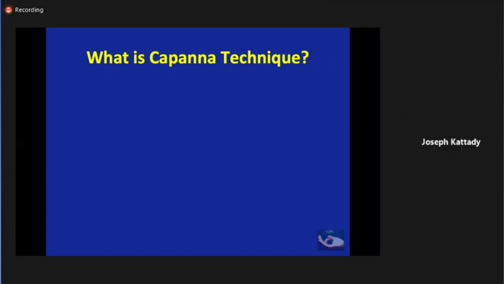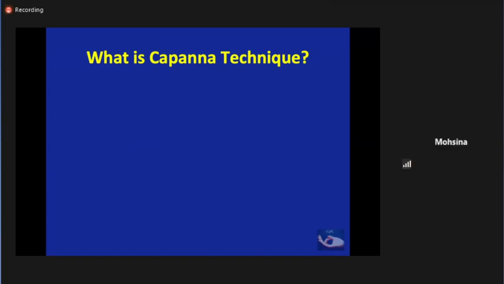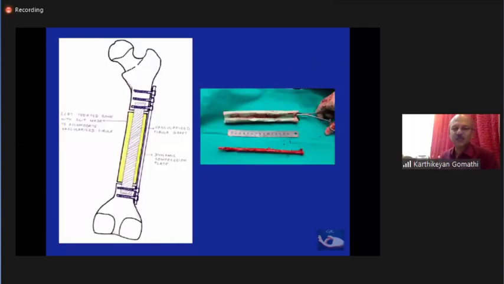Sir, it is a technique of massive bone graft. Massive allograft with a vascularized bone graft. Like in cases of large bone losses of the lower limb, we put a massive avascular bone graft and cover it, and inside that we fill in a vascularized fibula. Very good, excellent.